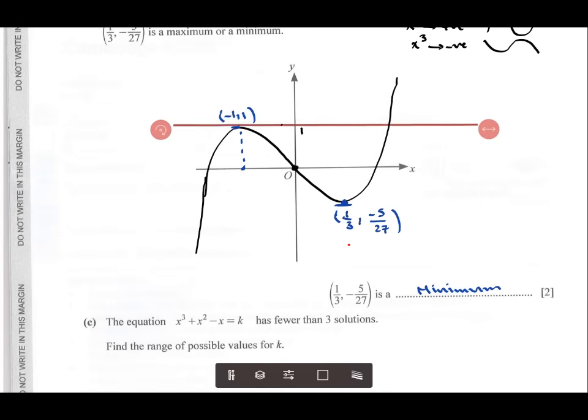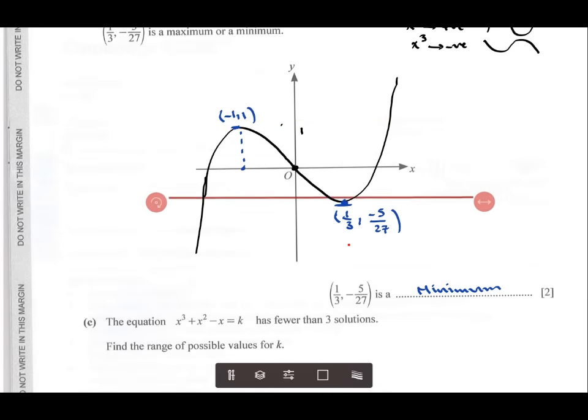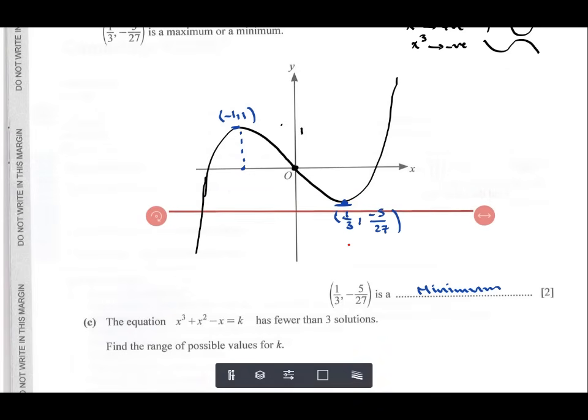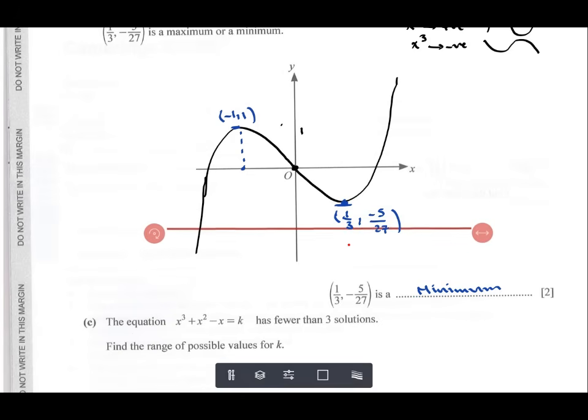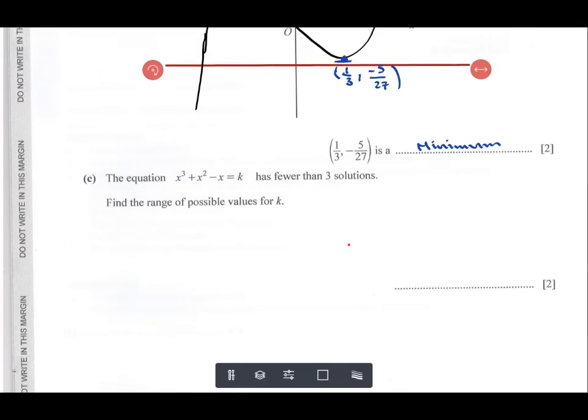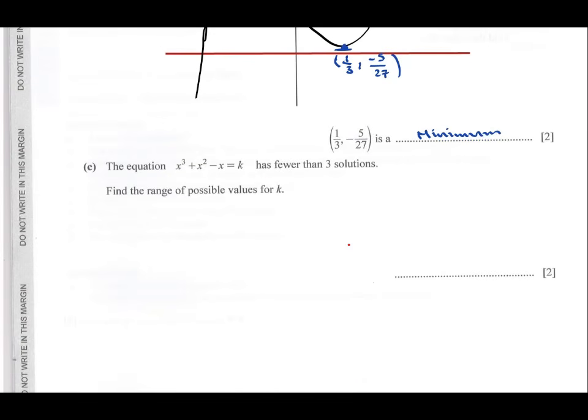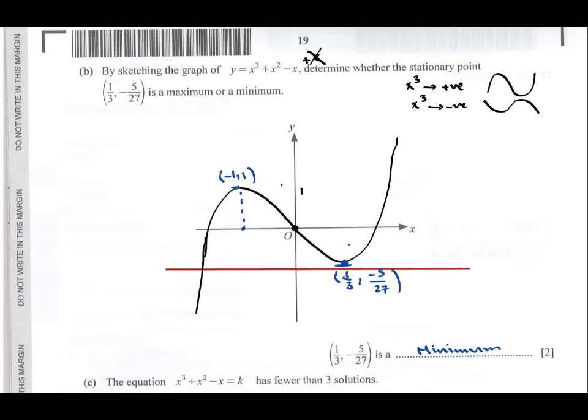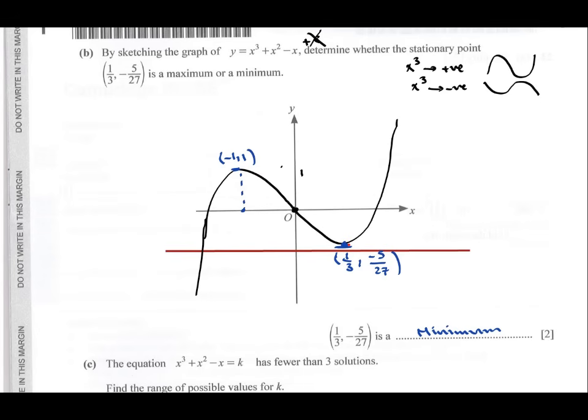So this line should be more than 1, k more than 1. Or if I move it downwards, you will see that at this point it has only 2 solutions, and if I move it downwards again, it will cut the curve at 1 point, which is fewer than 3 points. So the value of k has 2 ranges. We have to put k greater than or equal to 1, or k smaller than or equal to -5/27. Okay? This is question 22.